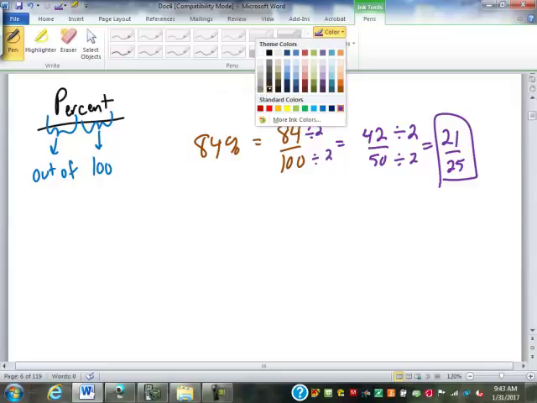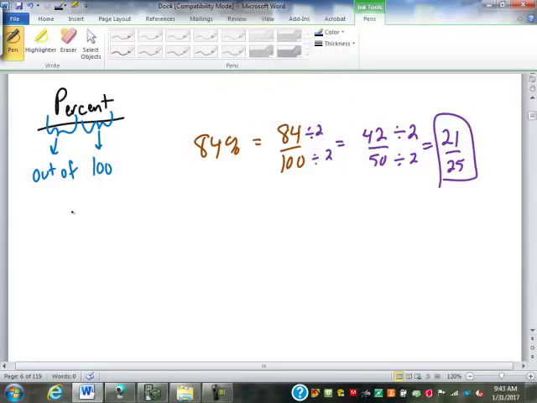So what if I wanted to reduce 380%? I'm going to have you put that in a fraction and reduce it for me.